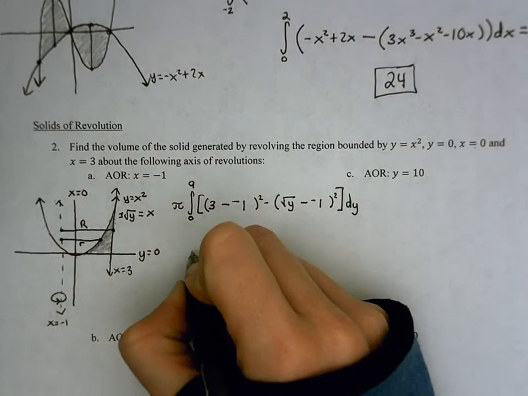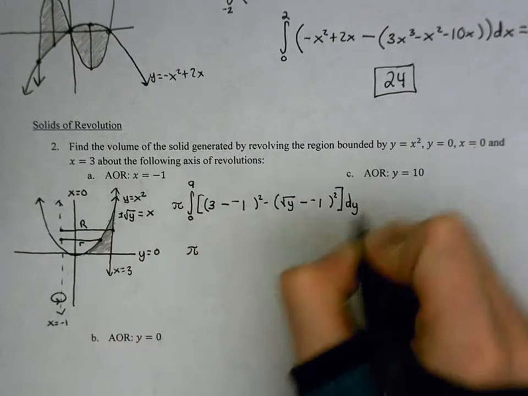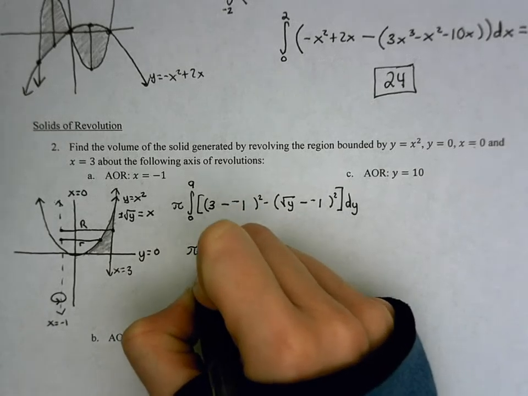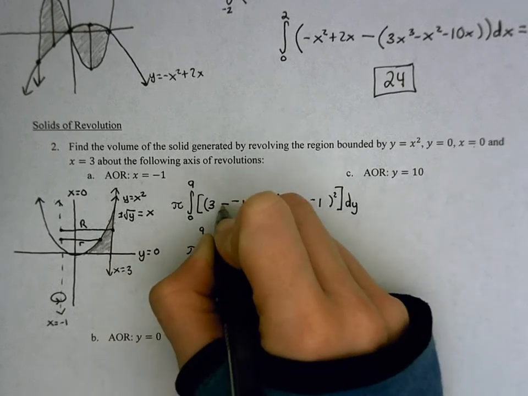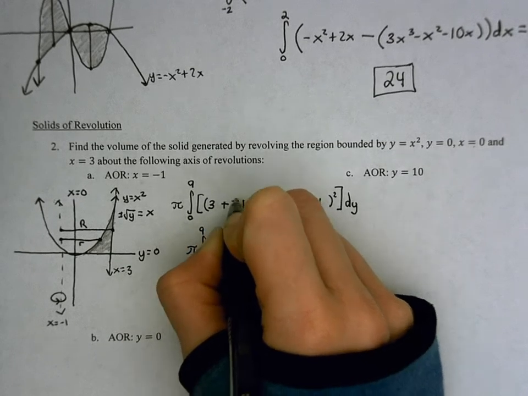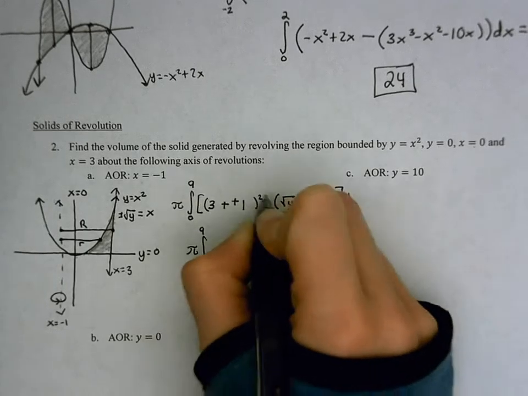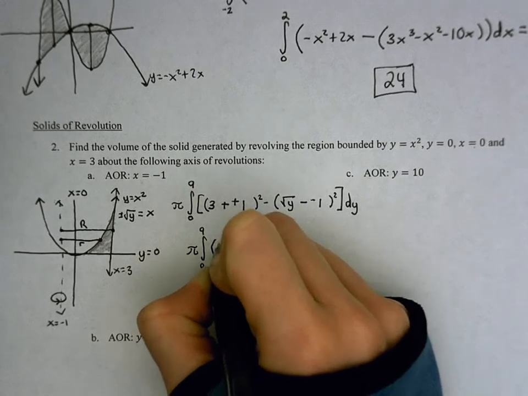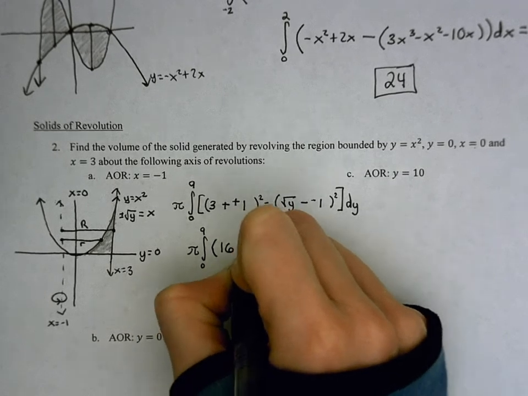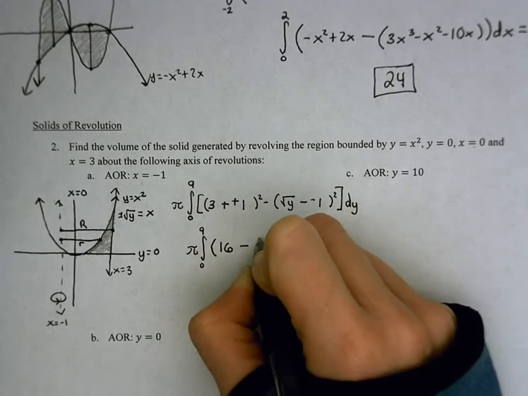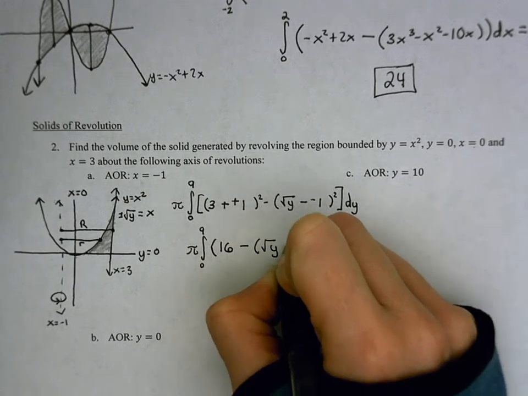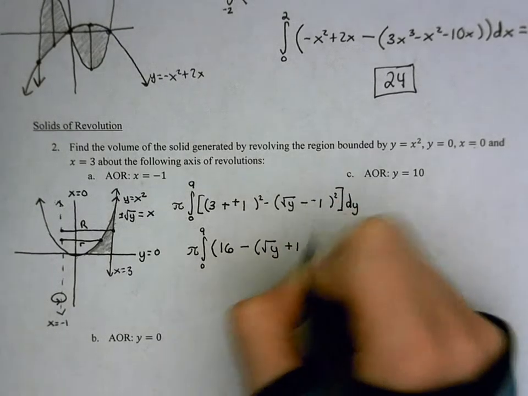And so then we're going to go ahead and plug this in. Before I plug it in, I'm actually going to simplify it a little bit. 3 minus -1 is the same thing as plus a positive. So this is 4 squared, which is 16 minus, then I'm going to go ahead and do root y plus 1. Right? Minus a negative is plus.